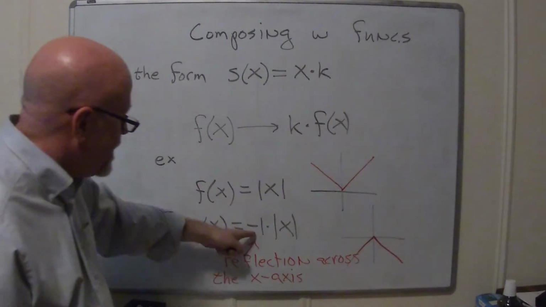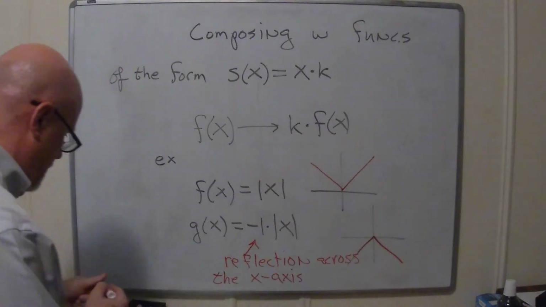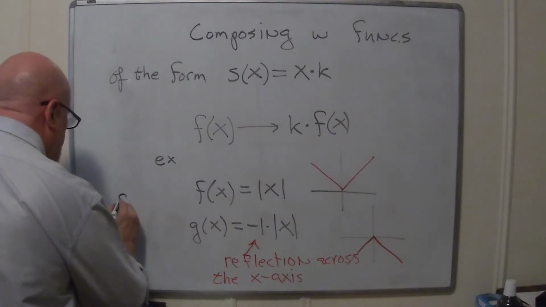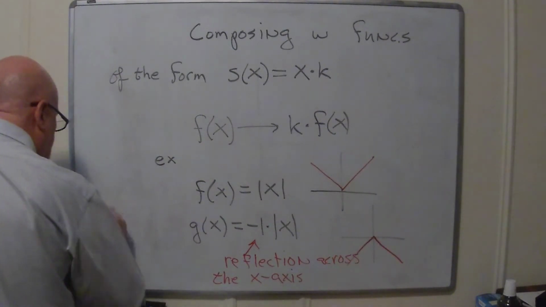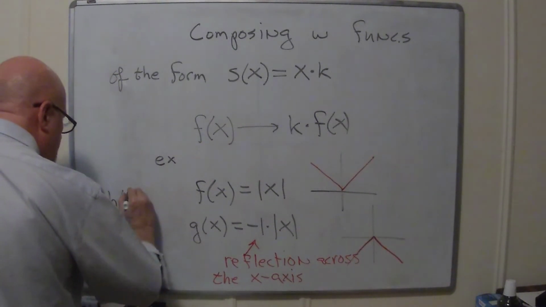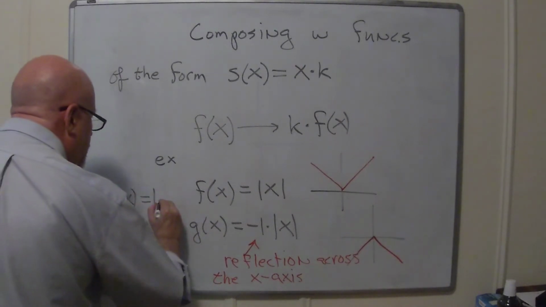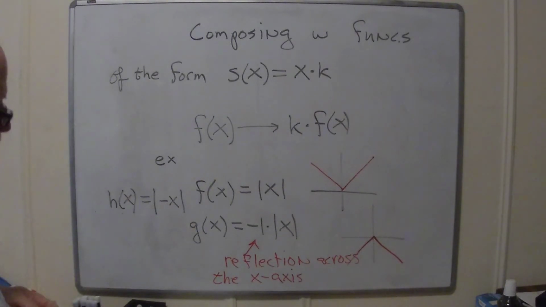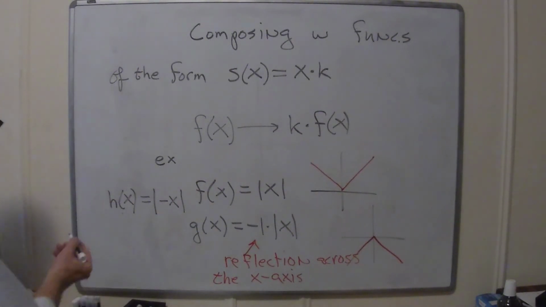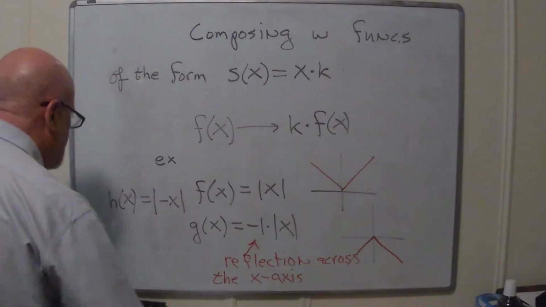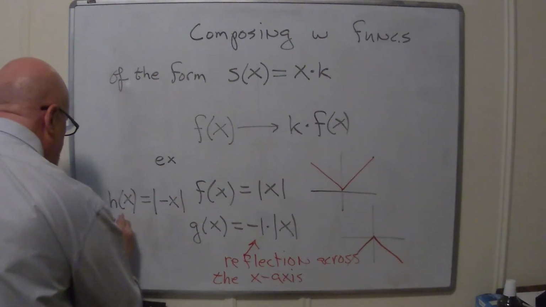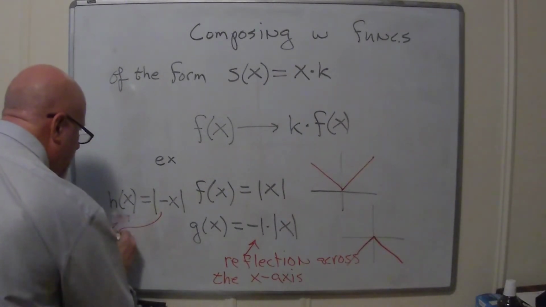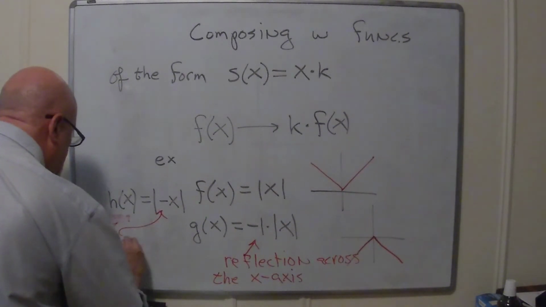Interestingly, if you put that minus sign on the inside, let's think about what that would do. I better call it something else. How about if we said h of x is the absolute value of negative x? Well, that's going to be reflection in the y-axis.